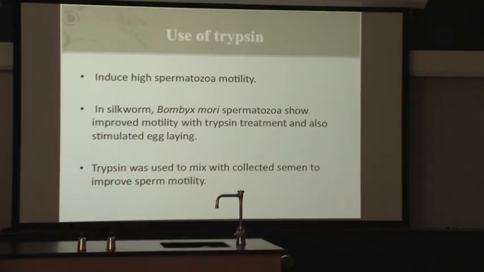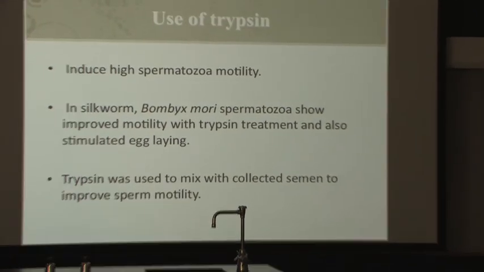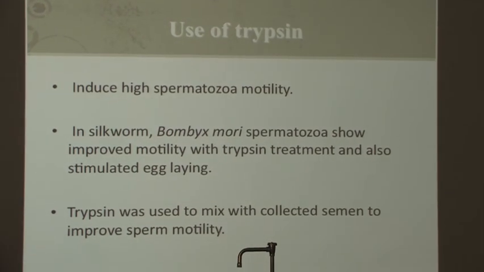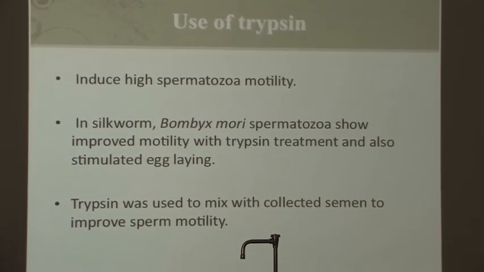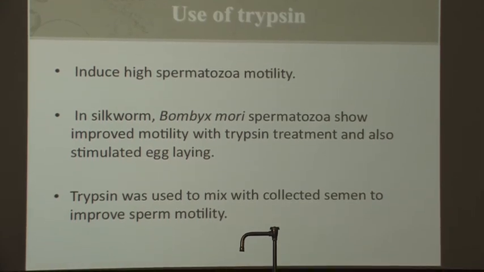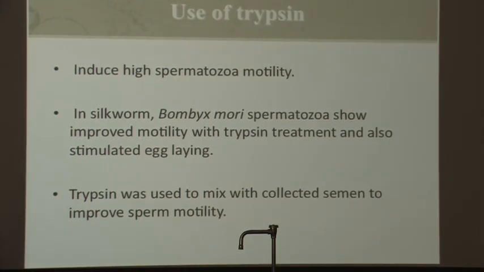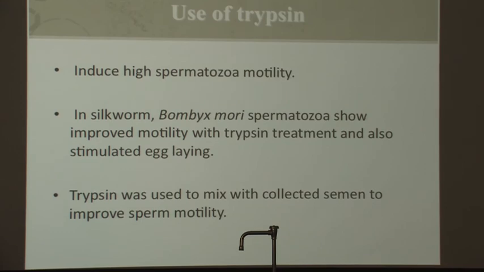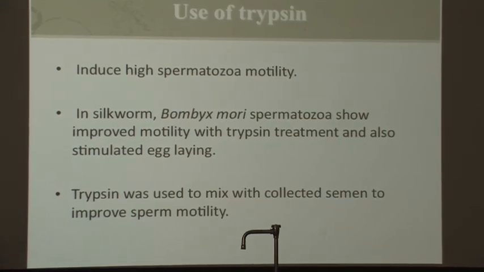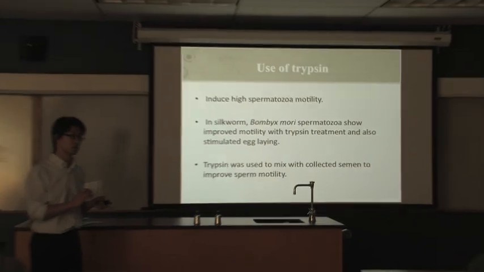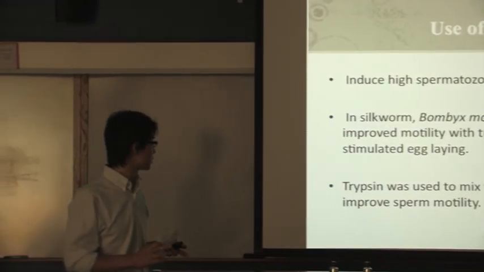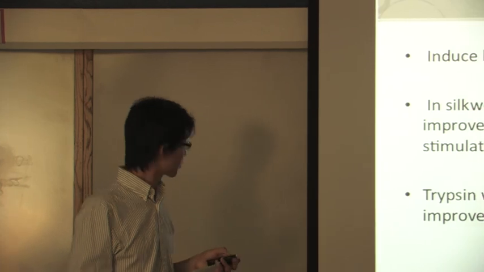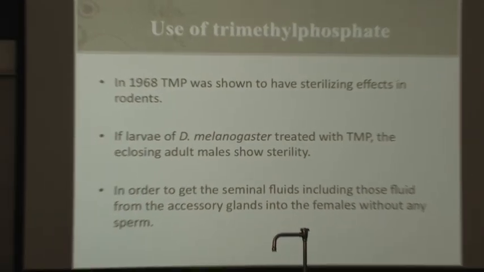Next I want to talk about the use of trypsin. Trypsin has been found to induce high spermatozoa motility. In the silkworm Bombyx mori, if the spermatozoa are treated with trypsin, their motility improves. They also found that after treatment with trypsin, the female is stimulated to lay eggs. Therefore, we will mix trypsin with the semen from Drosophila melanogaster to improve sperm motility.